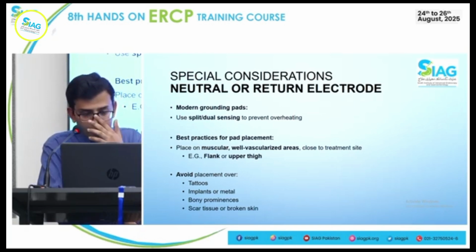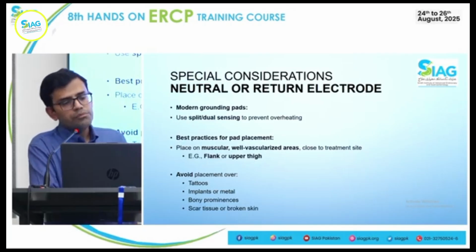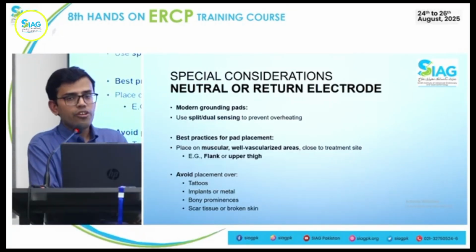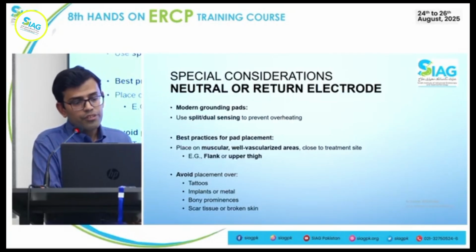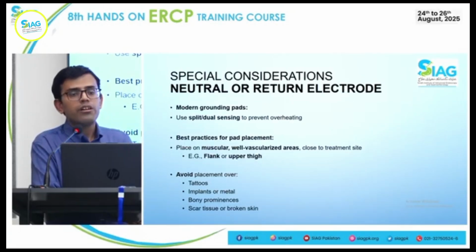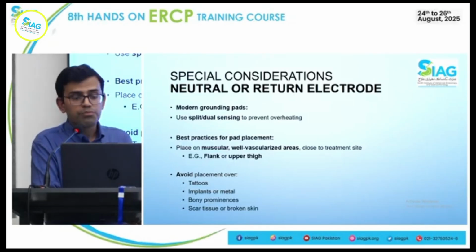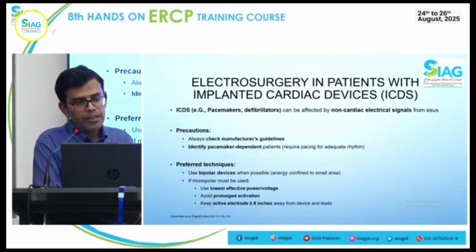So, some important considerations regarding the dispersive pad or grounding pad. Now, the modern grounding pads have dual sensing systems. They ensure that if the contact is poor, they will not function. So they should always be placed on a muscular, well-vascularized area so that current can be dispersed in an effective manner, like the flank or upper thigh. We should avoid placing them over tattoos, implants, bony prominences, or scar tissue because of poor conductivity.